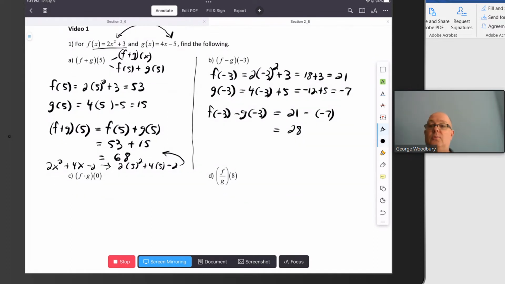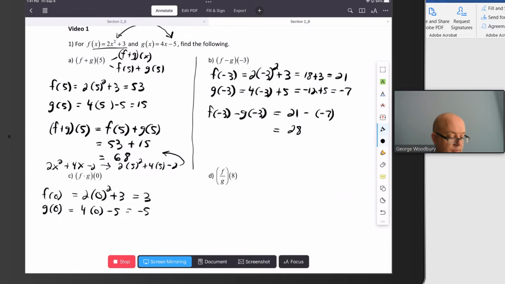For part C, we have f times g of 0. So we'll begin with f of 0 and g of 0, and then we'll multiply those results. F of 0 is 2 times 0 squared plus 3. That's 0 plus 3, or 3. For g of 0, that's 4 times 0 minus 5, which is negative 5. So f of 0 times g of 0 is 3 times negative 5, or negative 15.